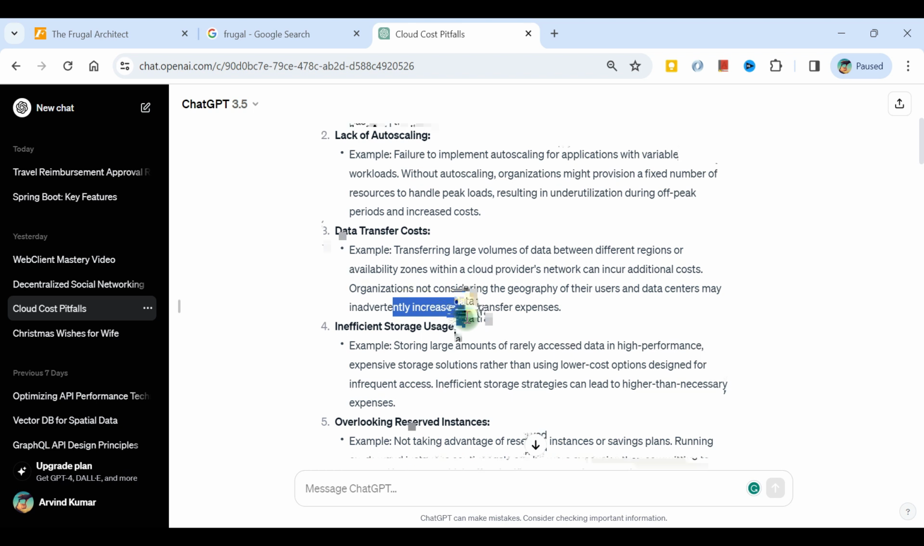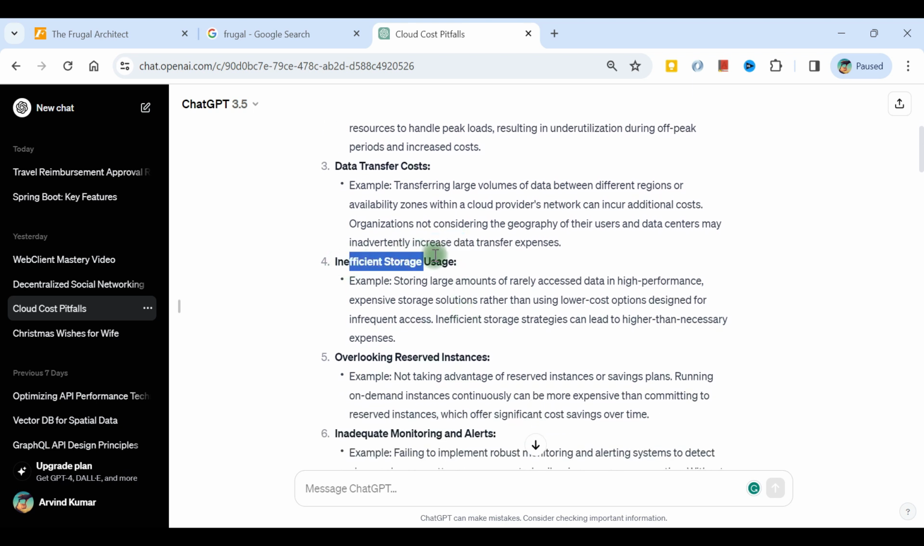Next point is inefficient storage usage. Storing large amounts of rarely accessed data in high performance, expensive storage solutions rather than using lower cost options designed for infrequent access. An inefficient storage strategy can lead to higher than necessary expenses. This is also an important factor.